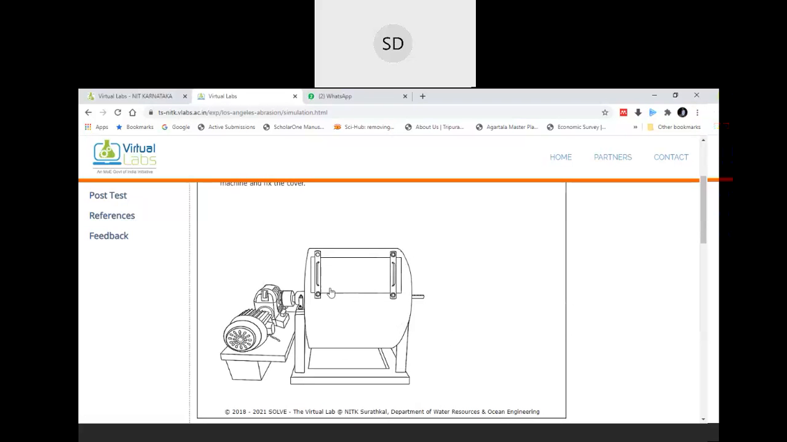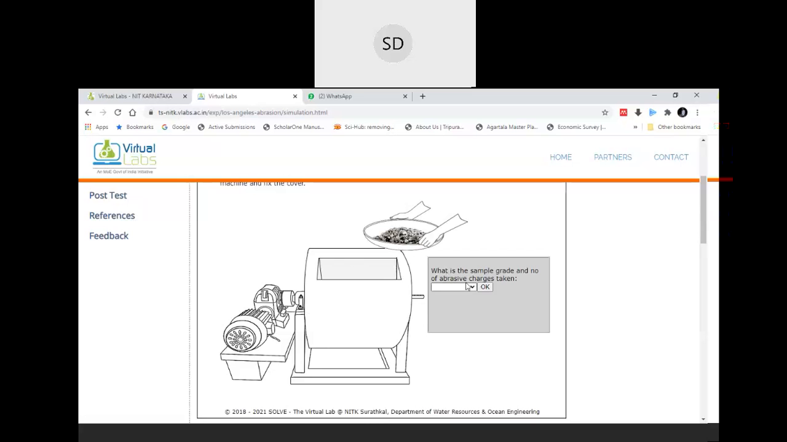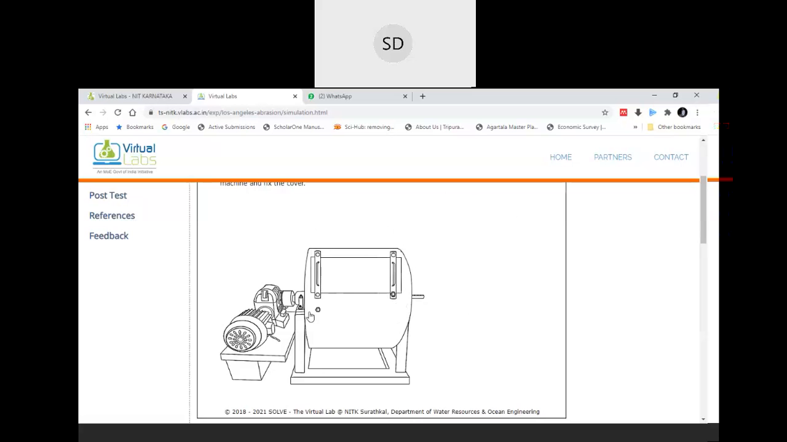So you have to unclamp this, it will be open. Then your sample grade is B and abrasive charges is 12. Place this over there. These are the abrasive charges. These are the cast iron balls, and you have to take a total of 12 cast iron balls that would be placed over there. Then again you have to close the lid, and all the screws should be fixed very carefully.